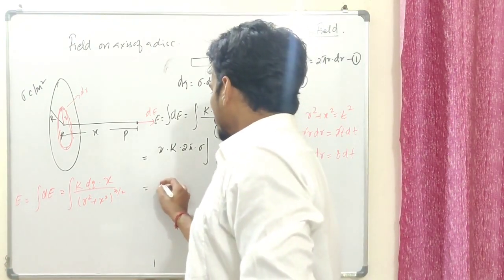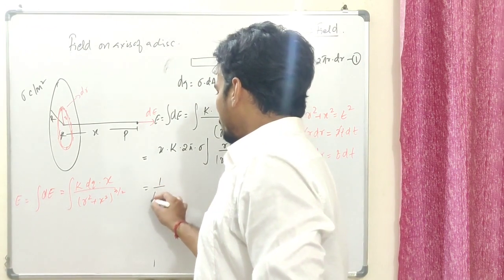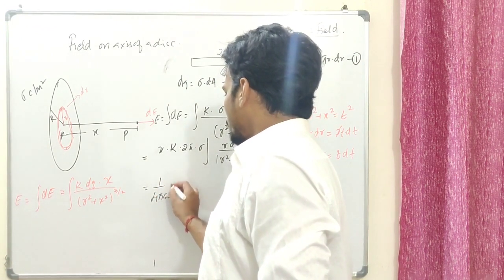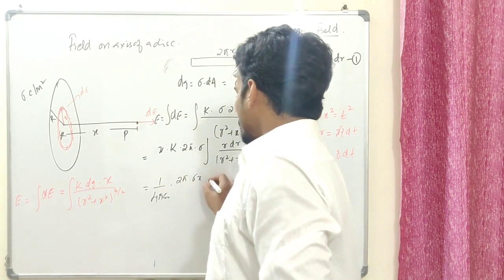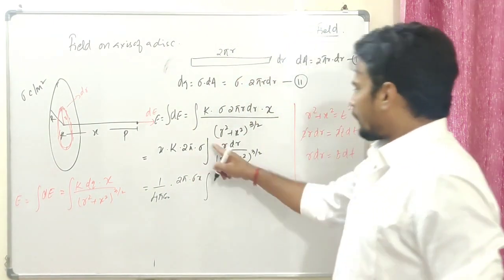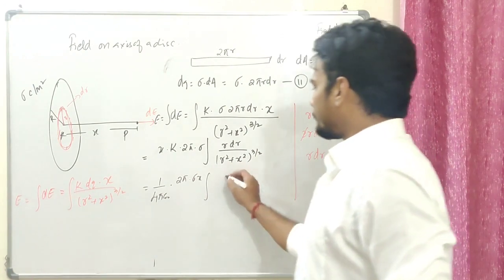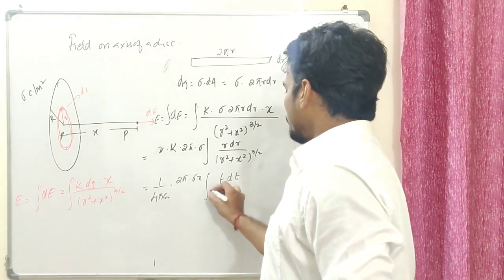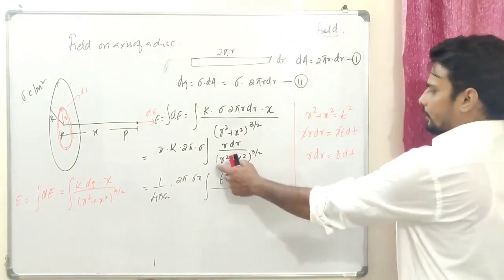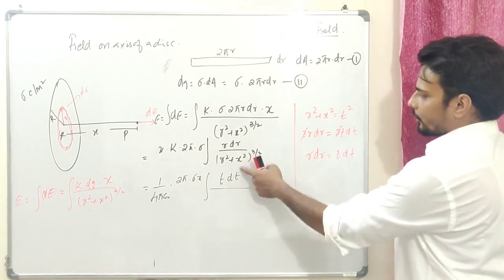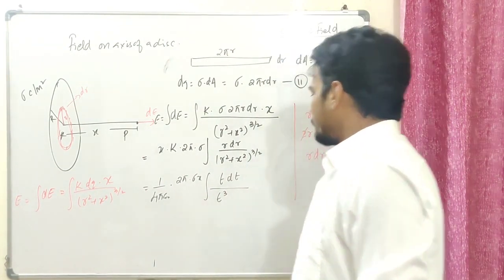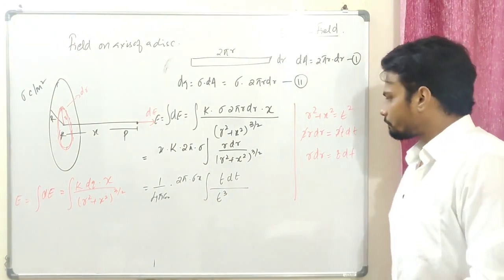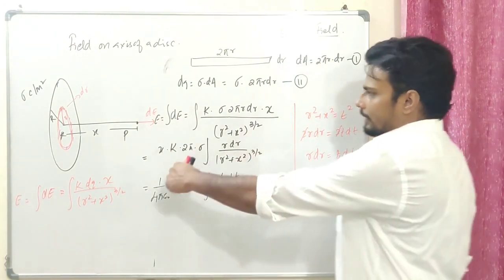I'm going to have k, which is nothing but 1 by 4 pi epsilon naught. I'm going to have 2 pi sigma x, integration of r dr, which is nothing but t dt. In the denominator, t square to the power of 3 by 2 is going to be t cube. No doubt about that. Now we can put the limits.